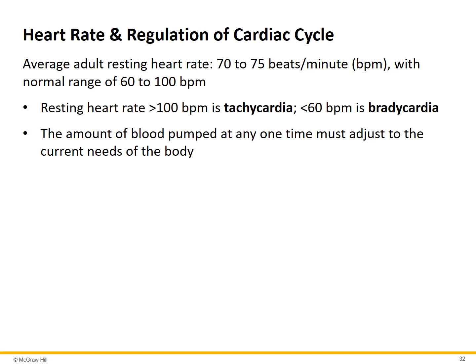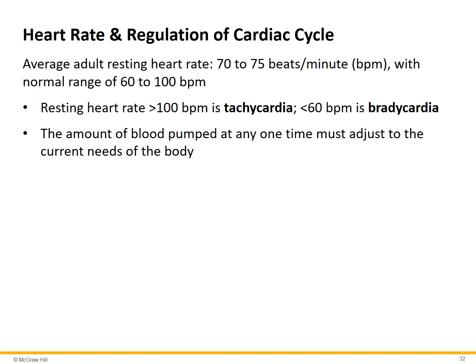Tachycardia can be caused by if you have a fever, if you have had a lot of caffeine, if you have high blood pressure. There are some metabolic reasons, like if you have hyperthyroidism, right? That could be a source of tachycardia.